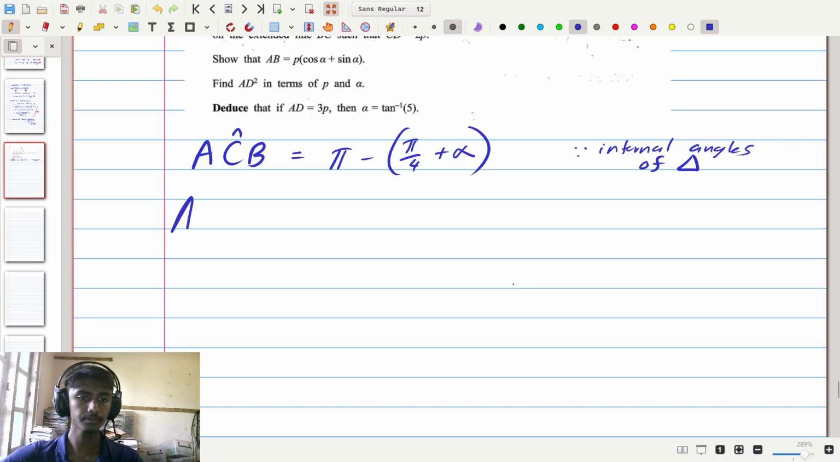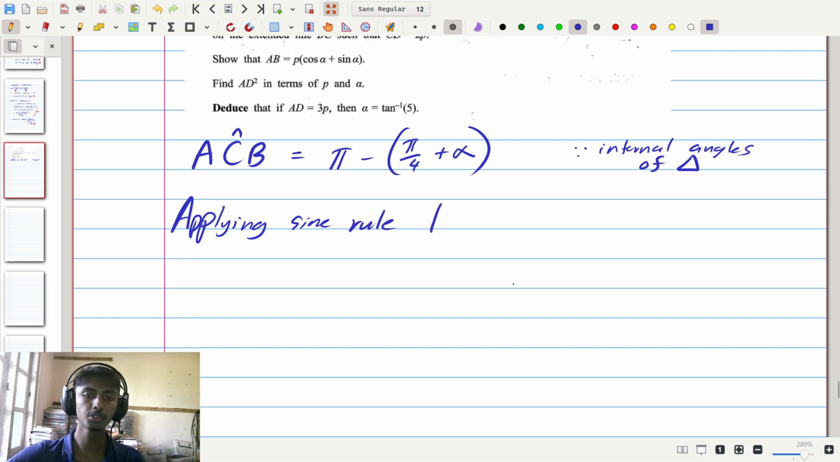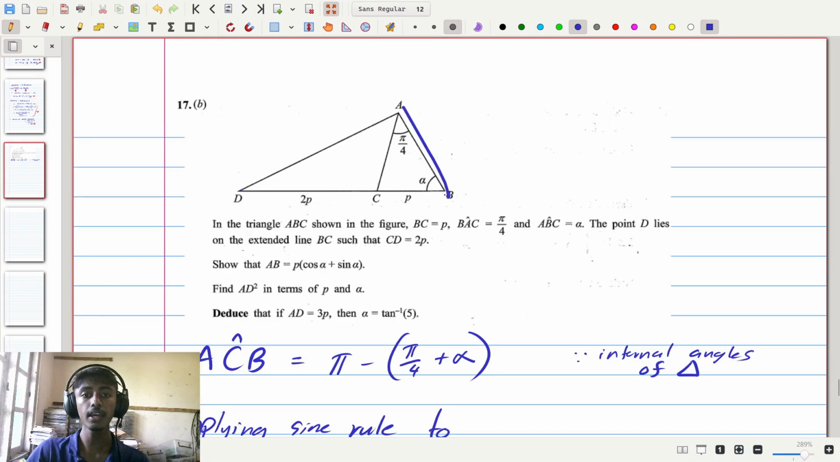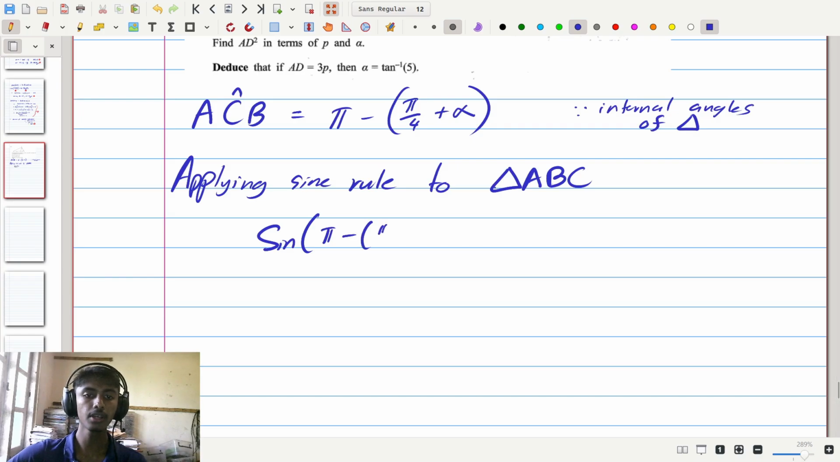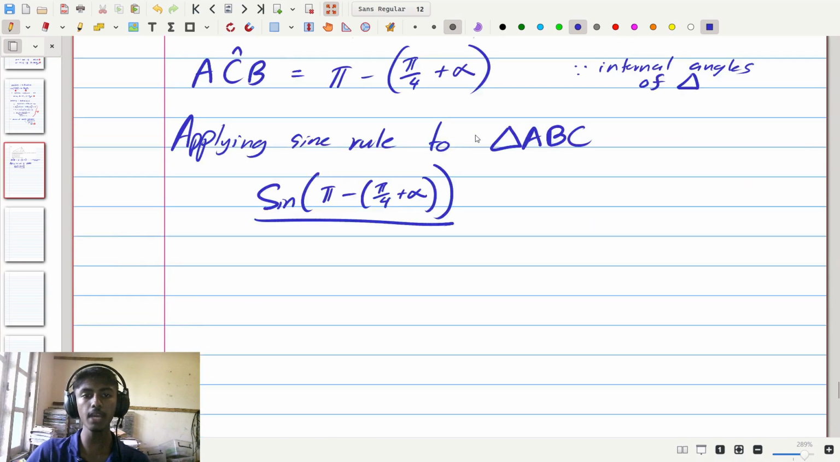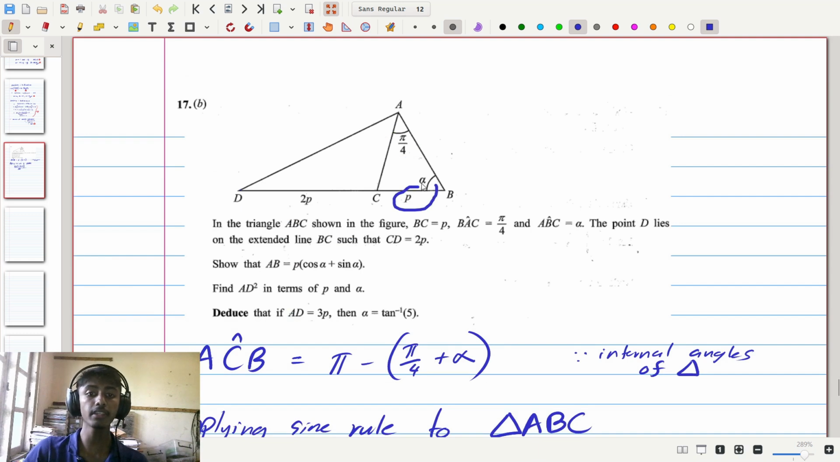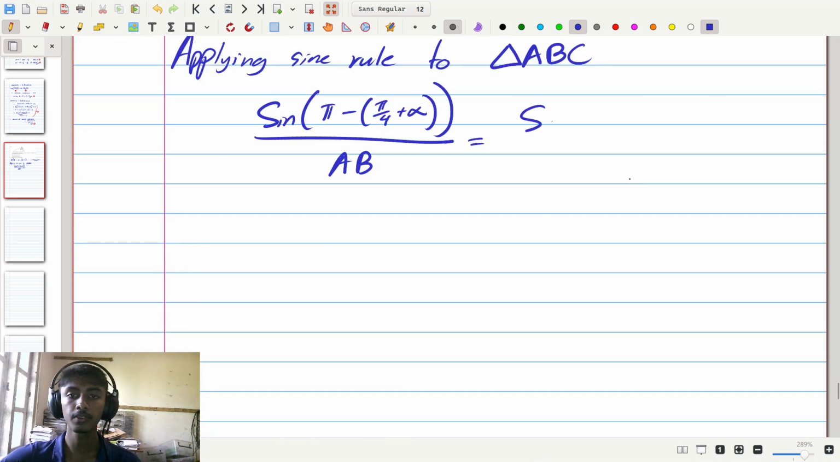applying the sine rule to the triangle ABC, we get the sine of the angle, which in this case is pi minus (pi by 4 plus alpha), divided by the length, which in this case is the AB length, is equal to, on the other side, the sine of the angle, which in our case is pi by 4, divided by the length, which is p. So therefore we get sine of pi by 4 divided by p.